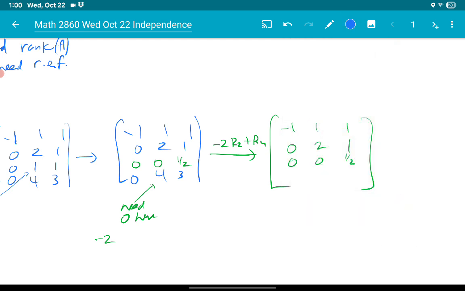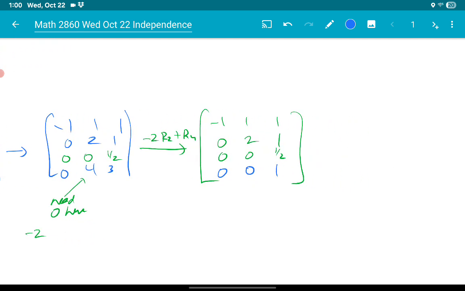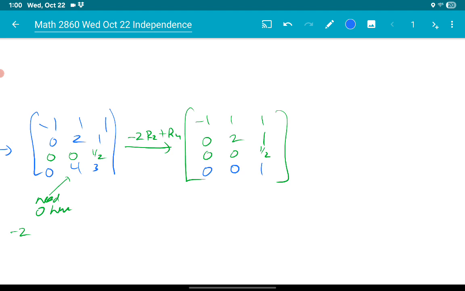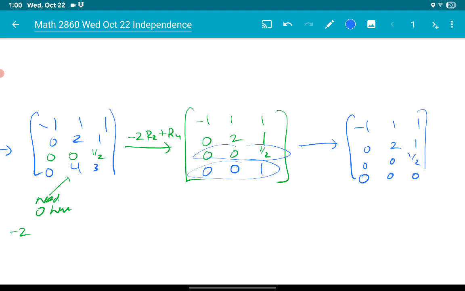So we'll get a new fourth row. It'll be negative 2 times 0 plus 0 is 0. Negative 2 times 2 is negative 4 plus 4 is 0. Negative 2 times 1 is negative 2 plus 3 is 1. Are we in row echelon form yet? Nope, we're not. But you might notice that these last two rows are just scalar multiples of each other. So you just do one more row operation, and you'll get a row of all zeros.